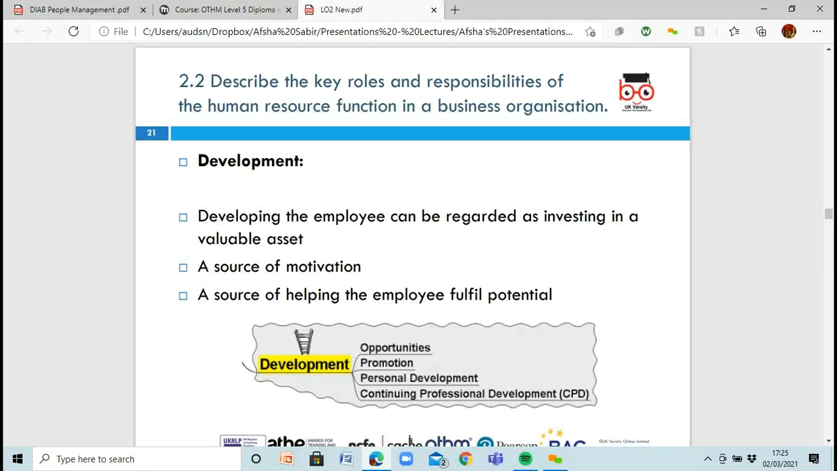And then we look at development. So this is part of training as well. This is where you're looking at opportunities, promotion, personal development, and CPD. By taking part in this for human resources, you're actually motivating your staff. You're probably helping them to be a lot more loyal to you. Because if you're motivating them, you're helping them to develop themselves, they're going to want to stay with you. And the plus point for the organization is that you're helping the employee to fulfil their potential, so they're going to be working at their optimal best, which is a plus for the organization.